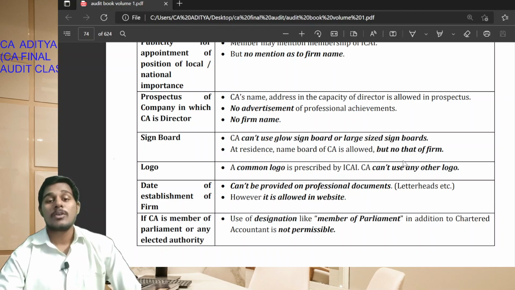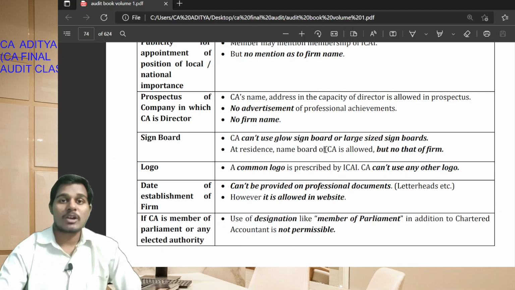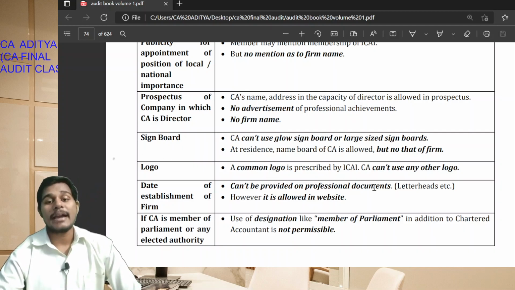At residence only the name board is allowed, but not the office board. Logo. Only the common logo prescribed by ICAI is used. Other logos are not to be used.